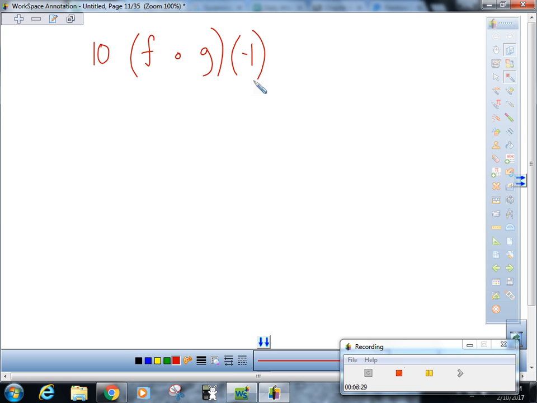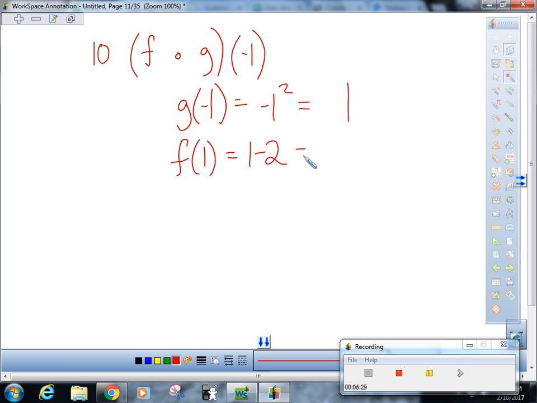You do read it backwards. So you do G of -1 first. And I got to find these functions again. So that's going to be -1 squared, which is what? +1. So now what do I do? I put that in for F. So F of 1 is 1 minus 2. So that's -1.